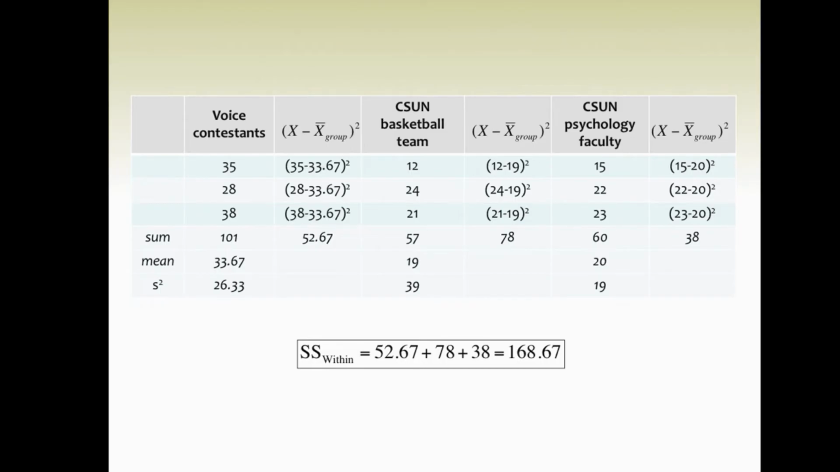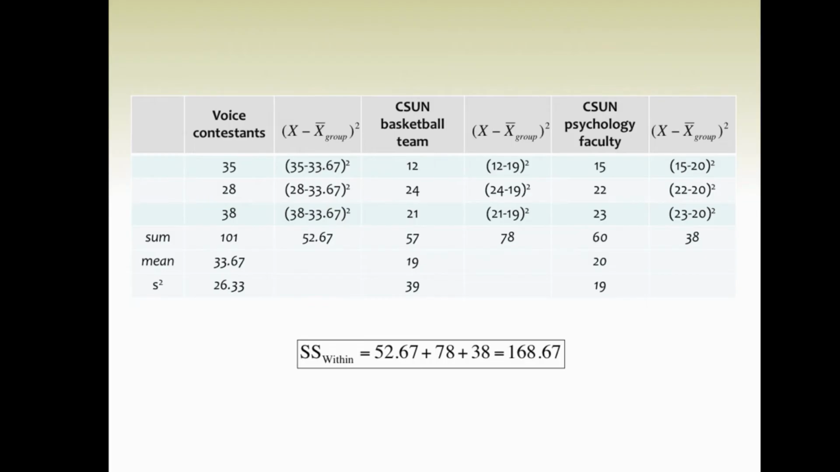Hopefully you see the pattern here. When you add those up across each individual person in the basketball team group, you're going to get 78. And then for the psychology faculty, the first person, 15, subtracting 20, which is the group mean, and squaring it, and so on, gives you 38 once you add them up. All right, so once you've added those up at the bottom, everything comes together for 168.67, and that is a measure of the sum of square deviations within groups.